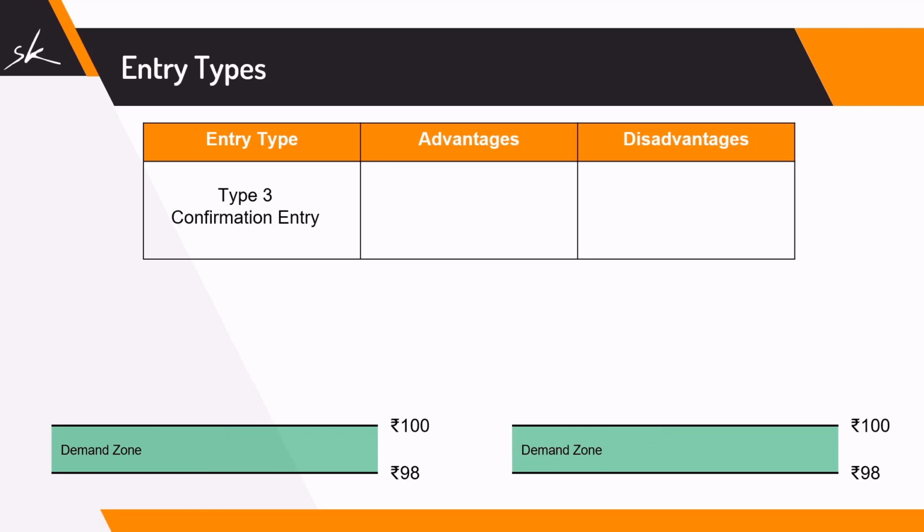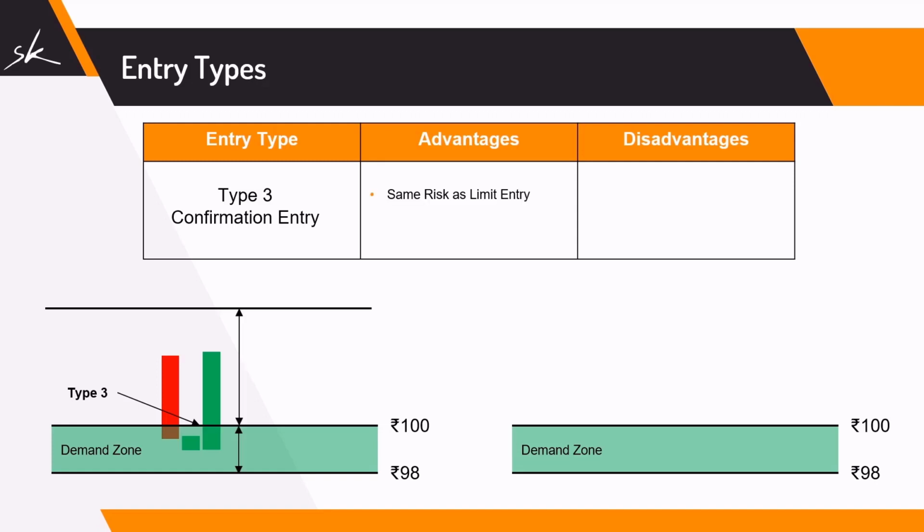For type 3 entries, we wait for the prices to enter the zone and form a bullish or a very bullish candle inside of the zone. Once we see the bullish or very bullish candle, we place an order to buy at the proximal line when prices are leaving the zone. Since we are buying at proximal line, the risk is same as limit entry. Likewise, the reward is same as limit entry.